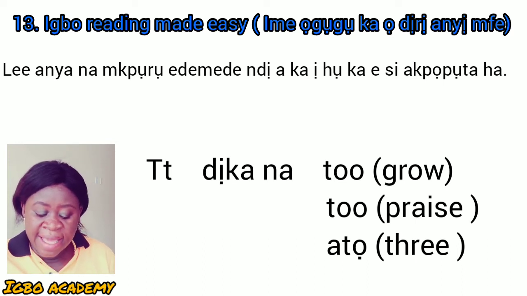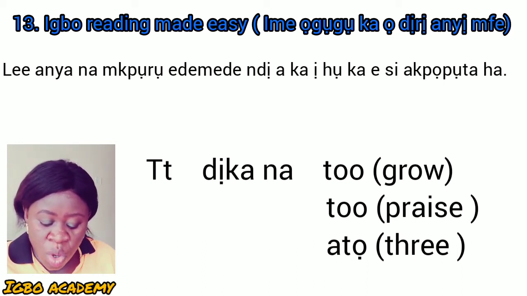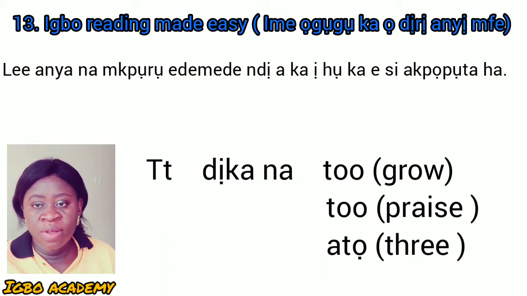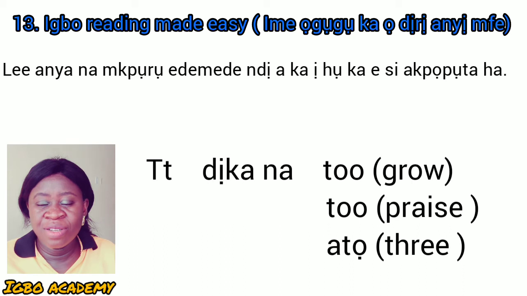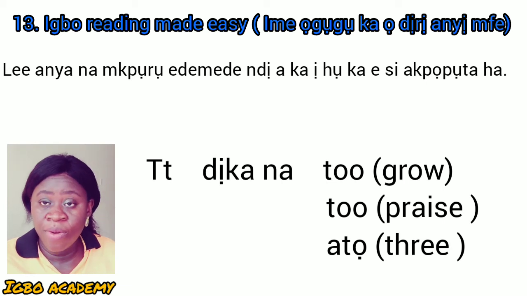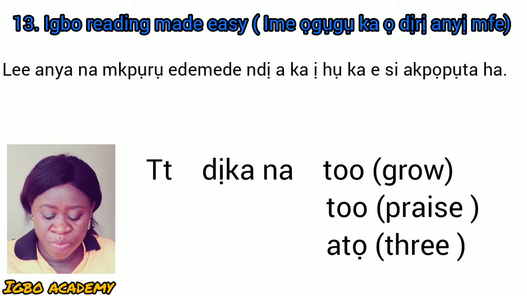Dịka na T. To means grow. You understand what? After seeing someone for a long time, you say, hey, Choma, itogokwa o. Means that you've grown o. So to means to grow.